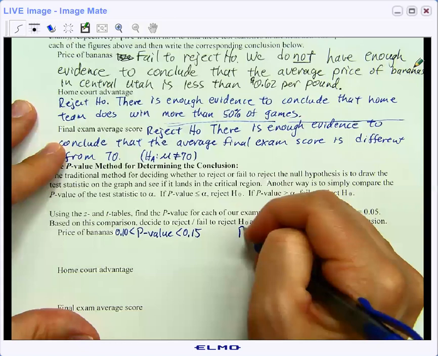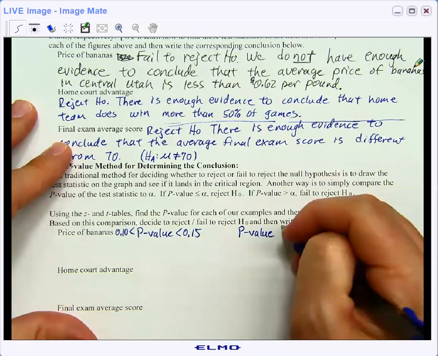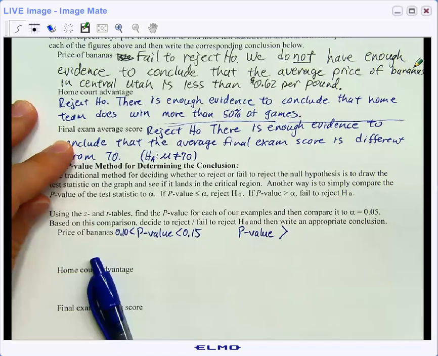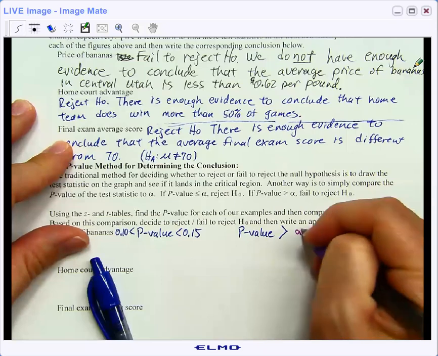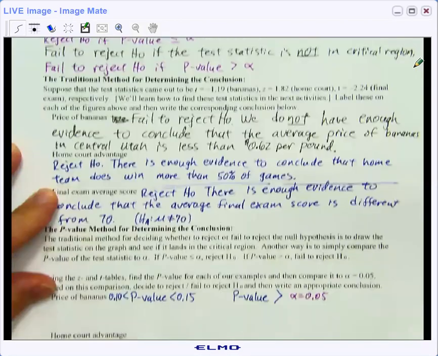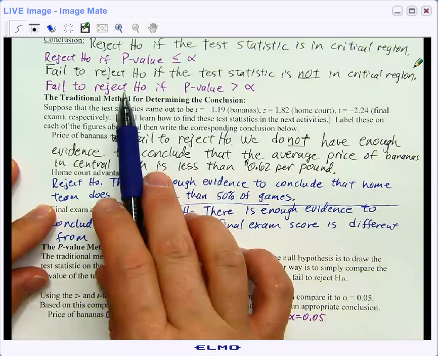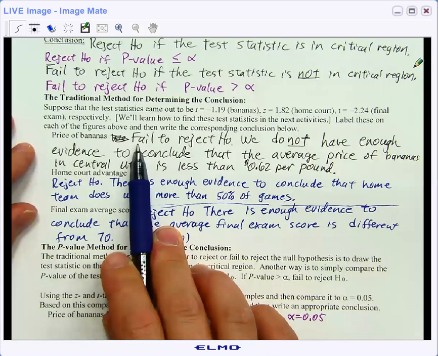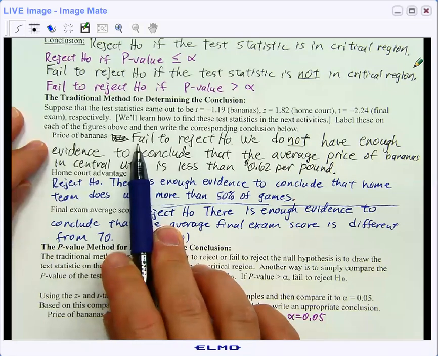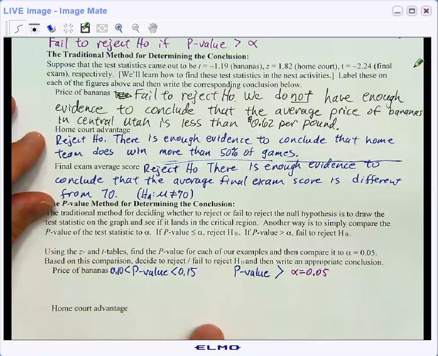However, that is good enough narrowing down for me to know that the p-value is greater than my alpha of 0.05. Therefore, since my p-value is greater than alpha, I will fail to reject H naught, just like we did when we were doing the traditional way of drawing the picture, finding the test statistic, and seeing if it landed in the critical region or not. So this is another way to get to the same conclusion.